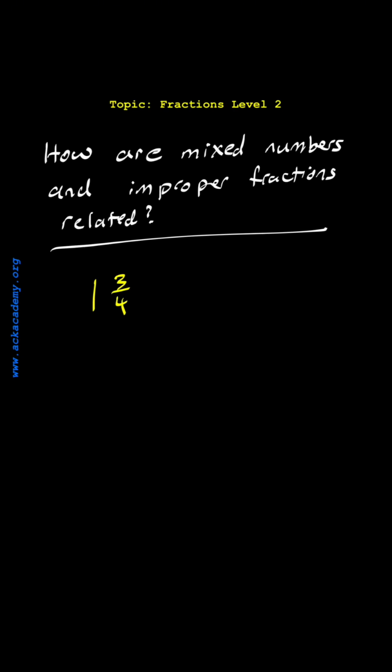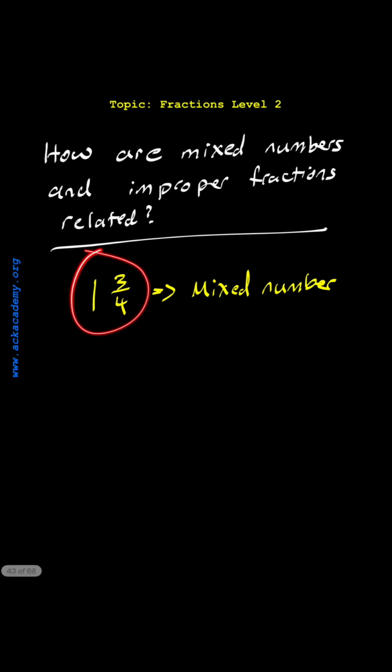3/4. And so what is an improper fraction? So let me just write, a whole number plus a proper fraction is a mixed number. Then what's an improper fraction? An improper fraction is when the numerator is greater than the denominator, okay? So the numerator is greater than the denominator.